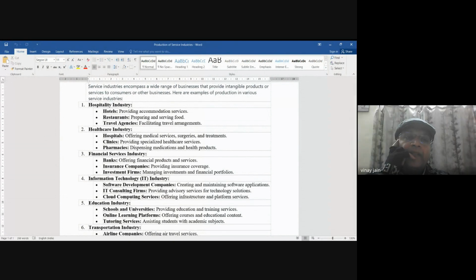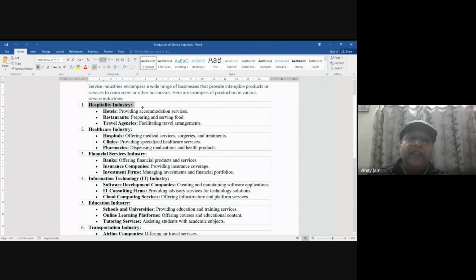No problem. Service industries encompass a wide range of businesses that provide intangible products or services to consumers or other businesses. Here are examples of various service industries. First is the hospitality industry. This is the service industry only, guys. Here you are producing only service.